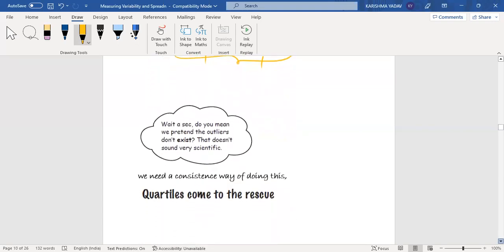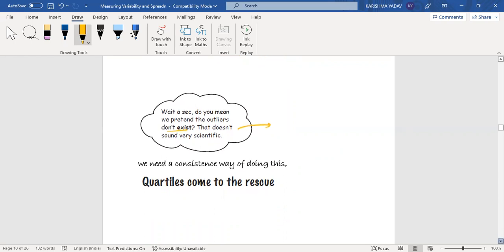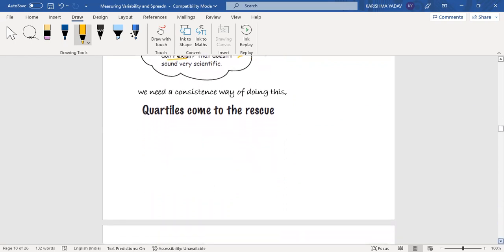Wait a second, do you mean we pretend the outliers don't exist? That doesn't sound very scientific. Okay, it actually doesn't sound very scientific. So we need a consistent way of doing this. Now what is that consistent way? Here comes the concept of quartiles.